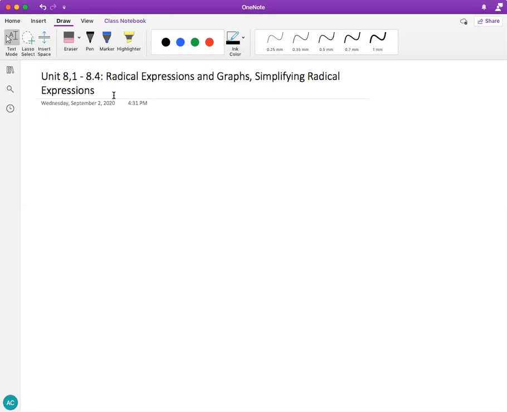Today we're going to start talking about radical expressions. So they're different. Radical expressions. So we're done with rational. Rational expressions are fractions. Fractions with polynomials. Today we're going to be talking about radical expressions, and we're going to learn what they are.